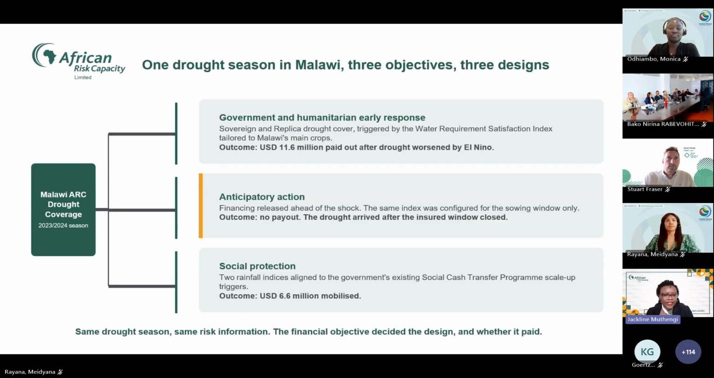As for Malawi, also, they have been able to layer different types of product for the objective of de-risking themselves. For example, in 2023-2024 season following the El Nino, they had 3 types of product: the government product, which was tracking the full season, an anticipatory product, which was tracking the sowing window, and a social protection product by World Bank, which was tracking the full season and the sowing window. And with that, they were able to unlock 18 million worth of payouts after the droughts that happened in March 2024.